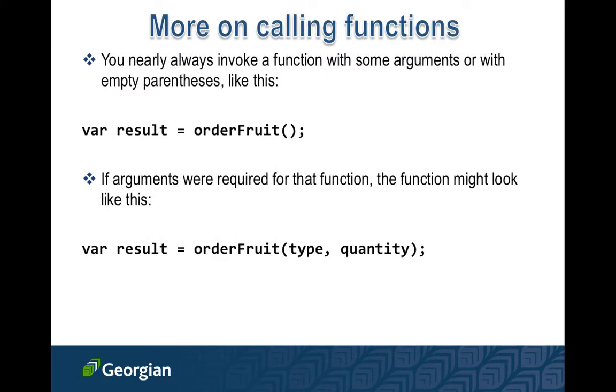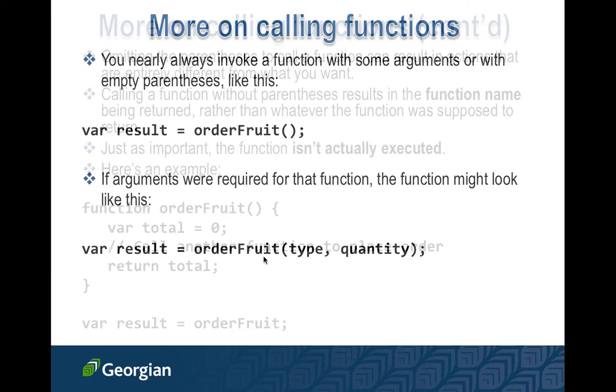Okay, more on calling functions. We saw before that this is where we return values. So I call the function here, and this function with the assignment operator is going to take the return value of the function and return it back to this result. So as an example of that, if I pass in two parameters, type and quantity, I'm hoping to get back the return value from this function into the result. This is how it would look.